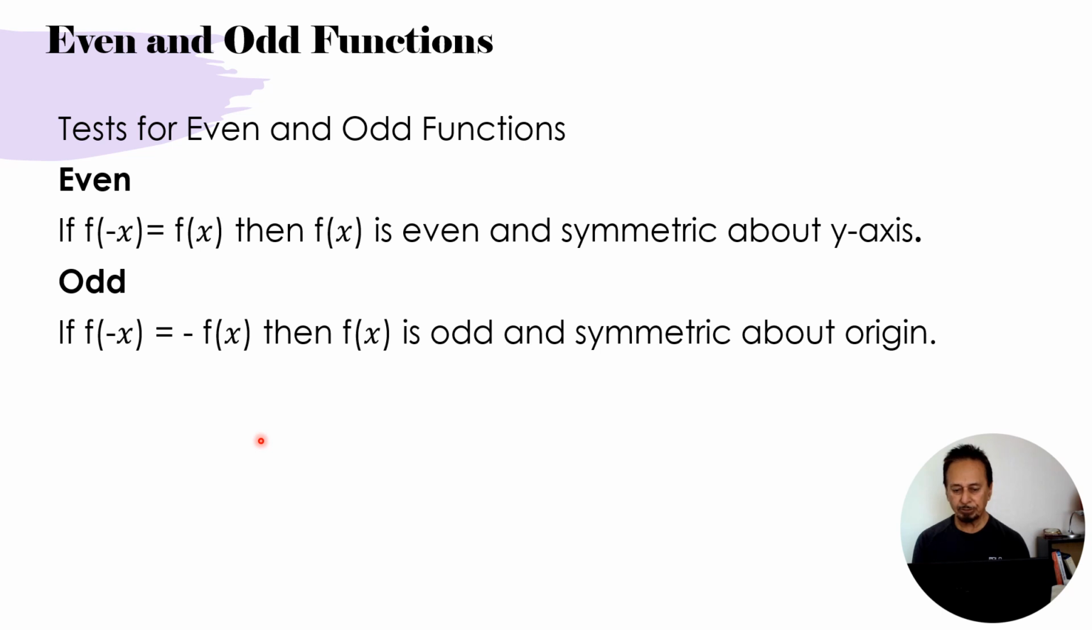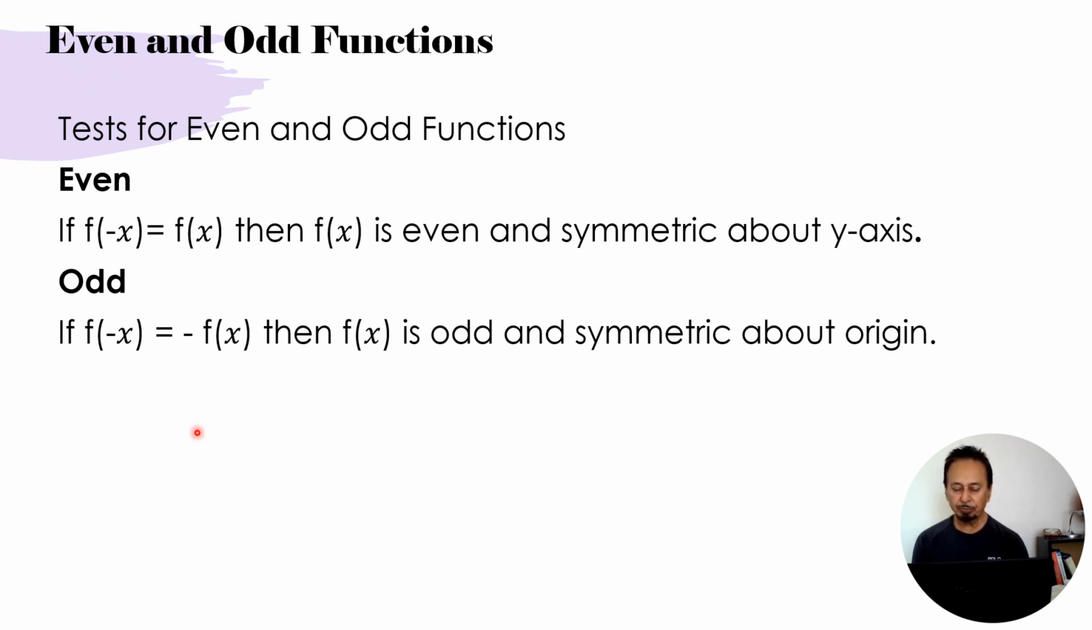Even and odd functions. Test for even and odd functions. f of x is even if f of negative x is equal to f of x. Then f of x is even and is symmetric over the y-axis. If f of negative x equals negative of f of x, then f of x is odd and symmetric about the origin.